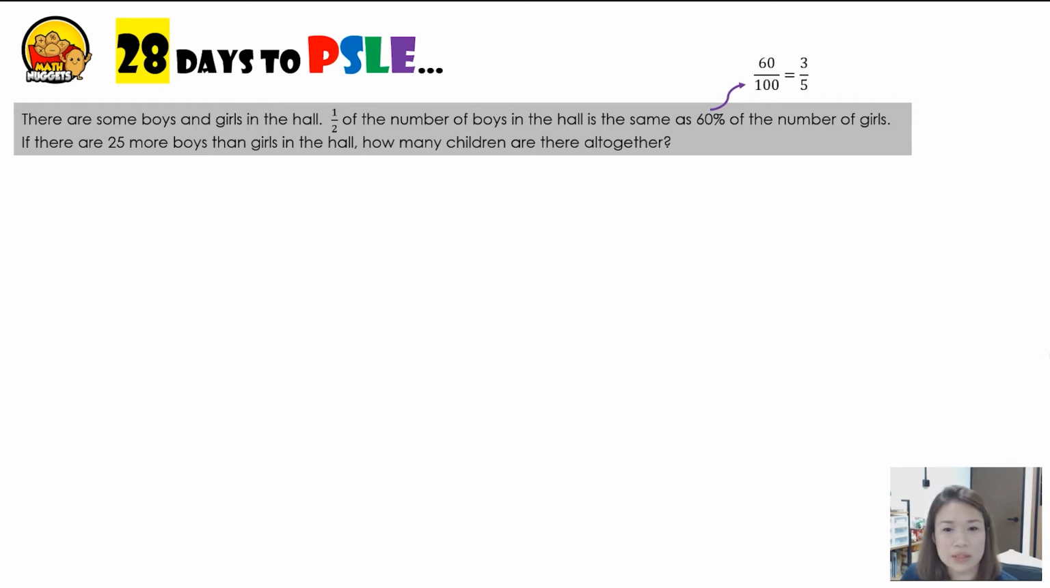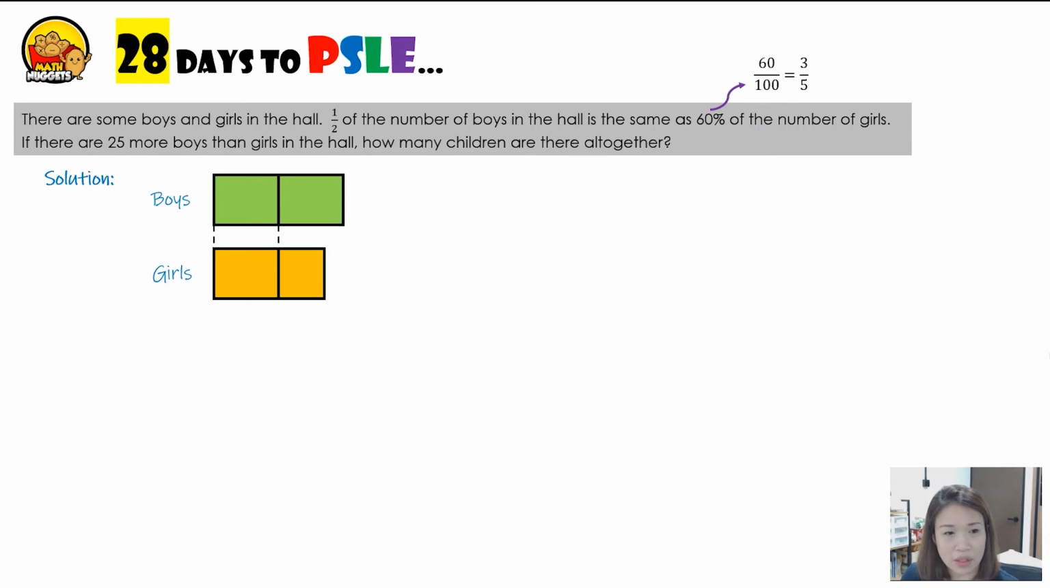So firstly, if I look at the 60%, I'm going to change it to a fraction in its simplest form, which is 3/5. Next, I'm going to draw the model. Now they tell us that half the boys, so I'm going to draw boys 2 units, okay? So I have it. So 1 unit, which is half of the boys, will be equivalent to 3/5 of the girls. Okay, half of the boys, the same as 3 parts out of 5 parts for the girls.